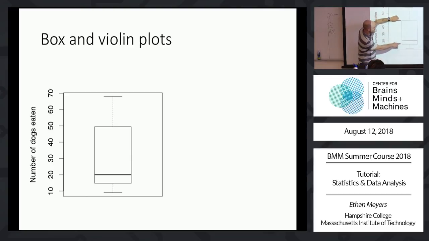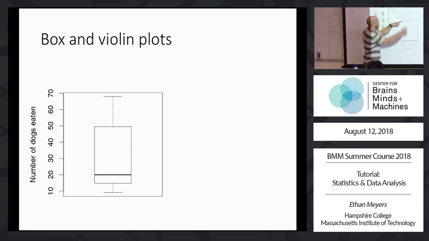Does anyone know what the length of the box is called? It's called the interquartile range. So this is the middle 50% of your data, right? And so outliers in these box plots are usually plotted with little circles or X's above the maximum or minimum, and they are any point that is 1.5 times the interquartile range.